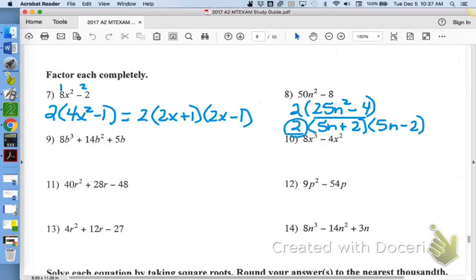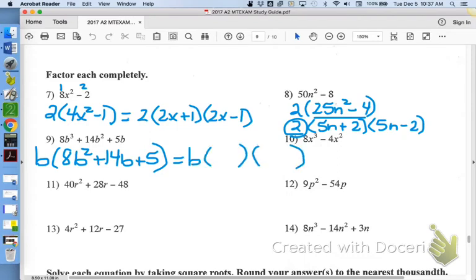This one, does it have a GCF? Yes, it has a b. And we're left with 8b squared plus 14b plus 5. This is a trinomial. Probably should check to see if it can be factored. It looks like we can factor it into 2 binomials. 5 only has one option, 5 times 1. So you might as well put it there. A times C is 40. Factors of 40 that equal 14 are 4 and 10.